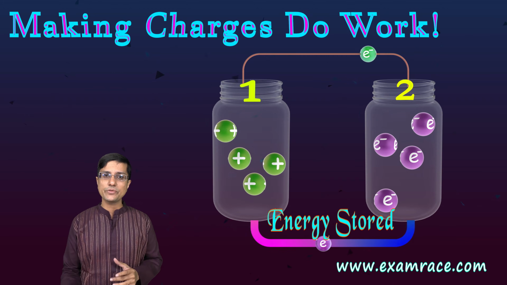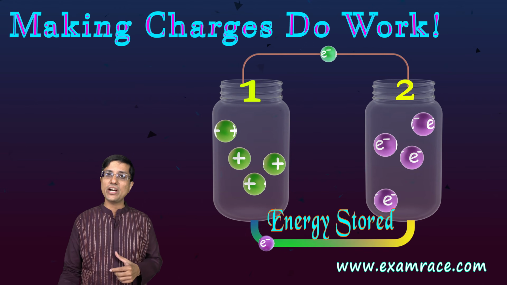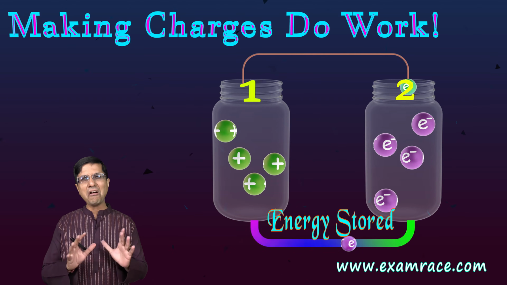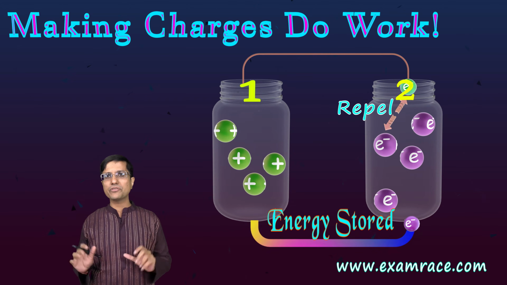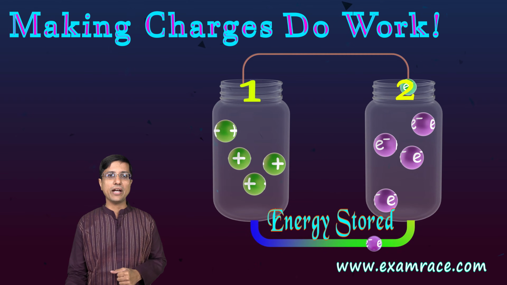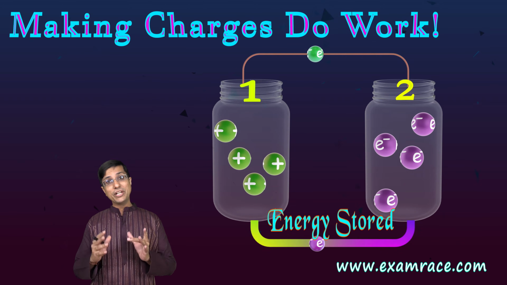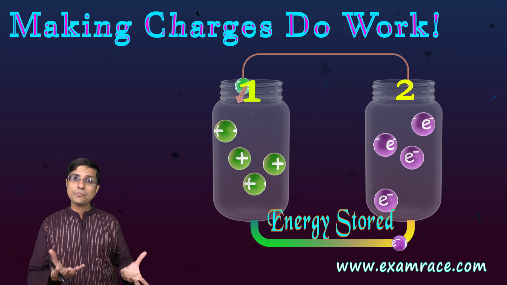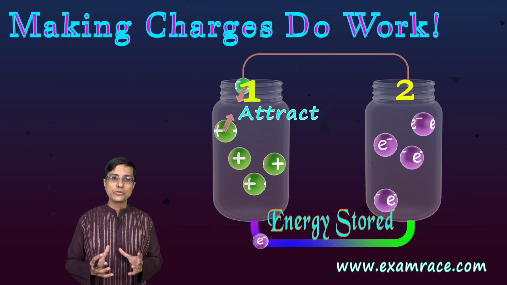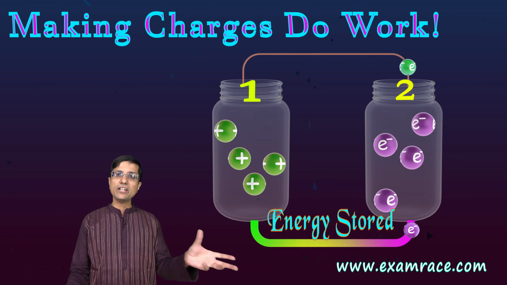As soon as I connect this wire, think about what would happen. Think that you are an electron sitting in jar 2. What would you feel? You will feel a lot of repulsion from all the electrons around you, so you would really try to escape. As soon as I connect this wire, the electrons start escaping from jar 2, and of course they are very happy in jar 1 because there is positive charge there, so they are attracted. So they quickly go into jar 1. This is the reverse process.